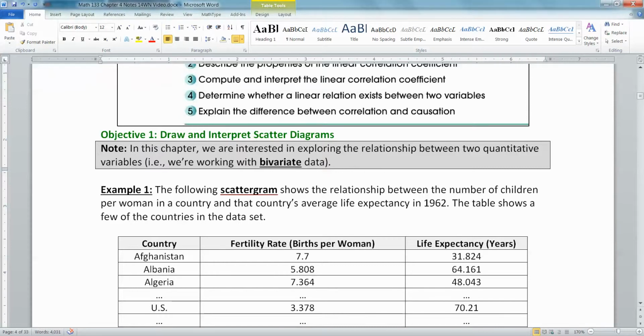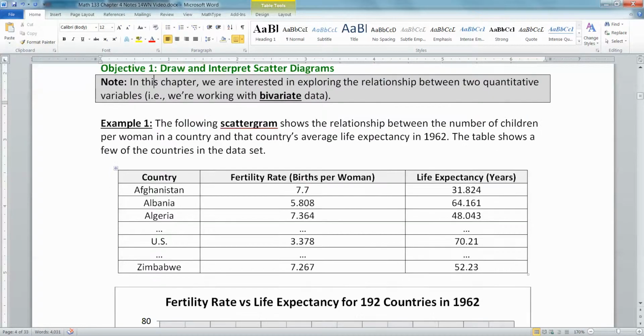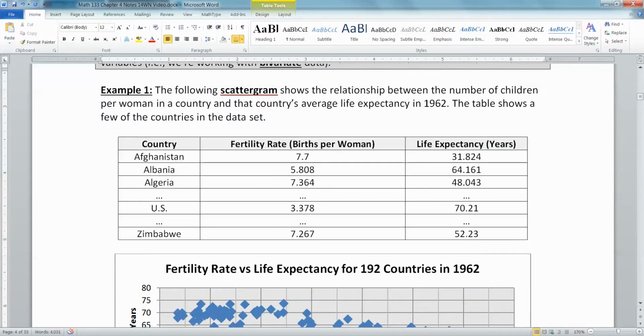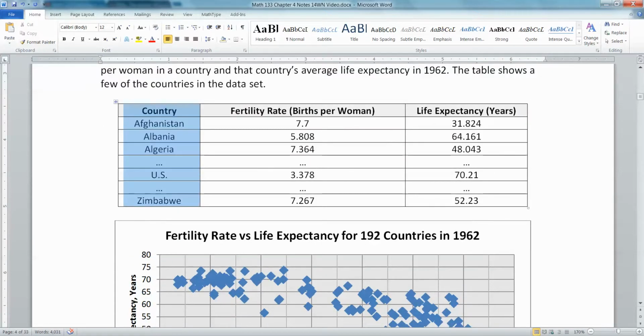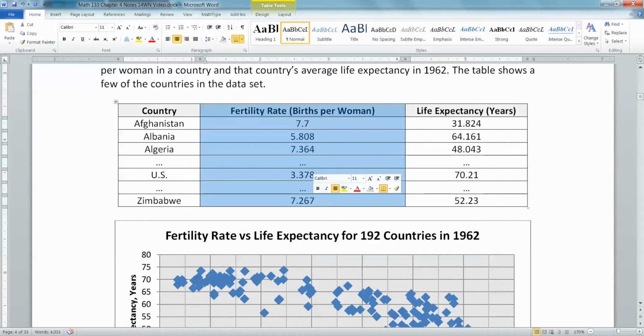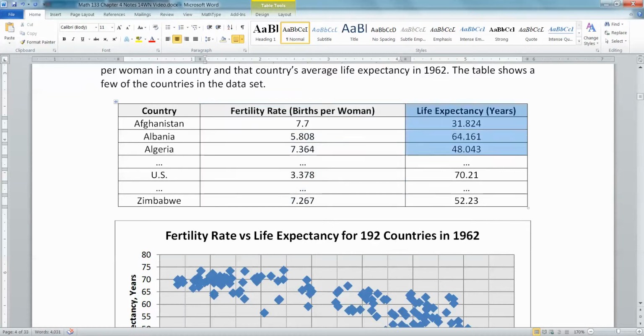All right, so the following scattergram shows the relationship between the number of children per woman in a country and the country's average life expectancy in 1962. The table shows a few of the countries in the data set, not all of them, obviously. There's a whole bunch of them. And then here are the fertility rates, the number of births per woman, and the life expectancy.